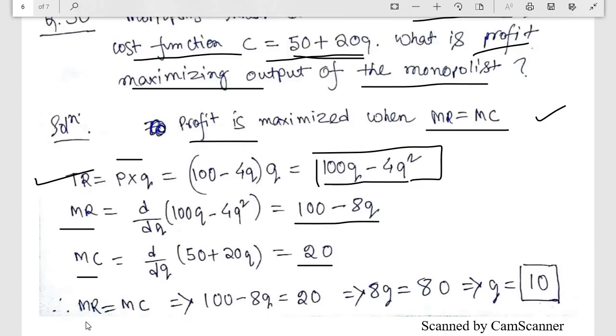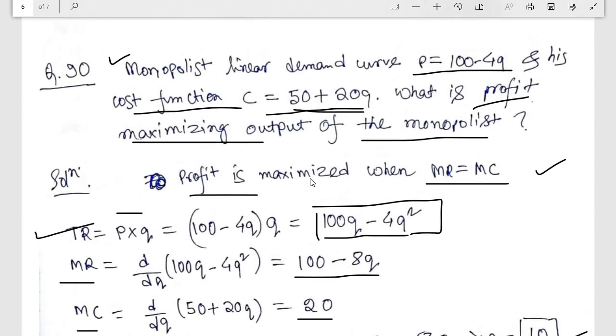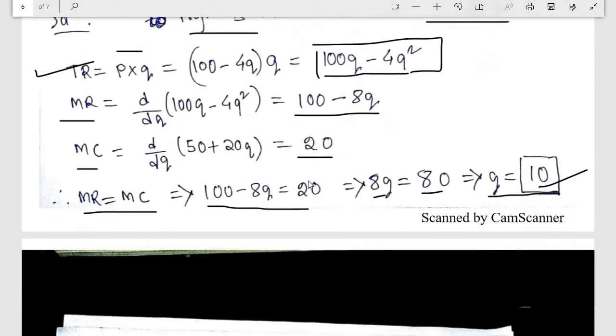Now we will simply put the values here. MR is equal to MC. So 100 minus 8Q is equal to 20. 8Q is equal to 80 and Q will become 10. So it will be the answer.